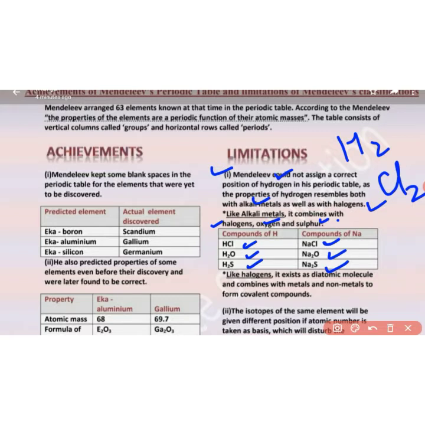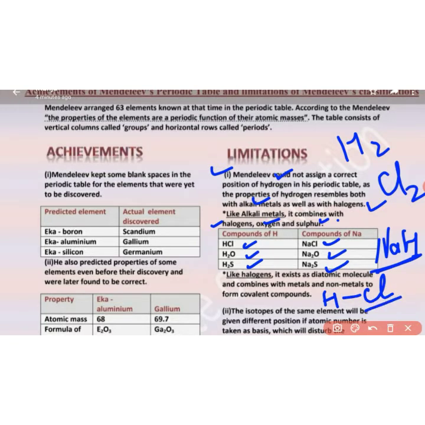For example, hydrogen compounds like HCl form covalent bonds. This is with non-metals, and with metals it also forms compounds. For example, with sodium it forms sodium hydride. So this is the compound with metals. Sodium is a metal and chlorine is a non-metal.